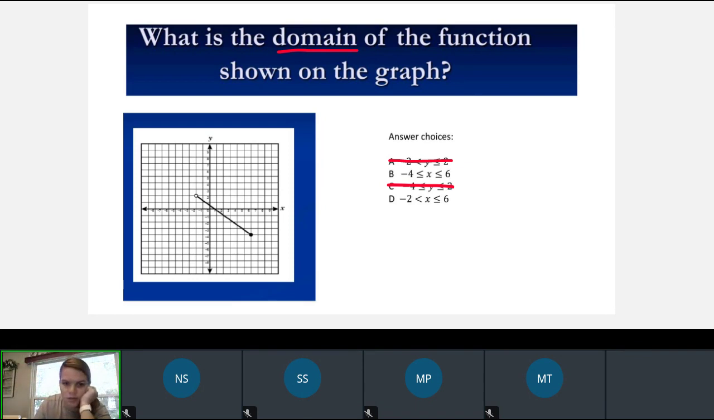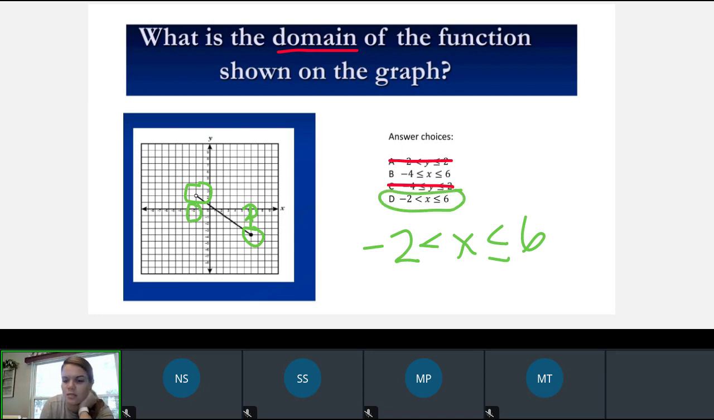All right. So domain, we're talking about X values. So let's start on the left-hand side, and we get to our first endpoint, which is right here, and it's an open circle. And that value is going to be at -2. And I'm just going to use a less than sign because the circle is open. And I find my next one, go up, that value is at 6. And it's a closed circle. So that one's going to be less than or equal to. So those of you that are saying D, you are right.